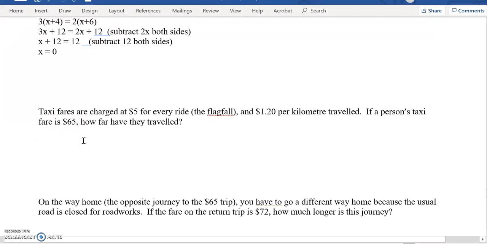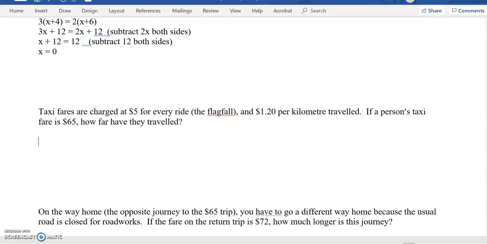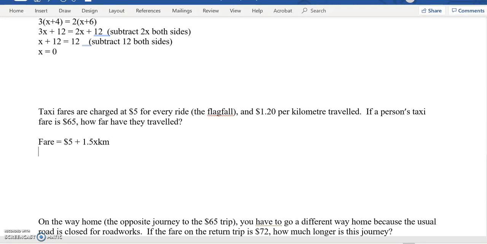So let's think about this. Let's say the taxi fare, we'll call it F, equals $5 plus 1.5 times the kilometres. Now, in this case, the fare is $65. So $65 equals 5 plus 1.5 times the number of kilometres.